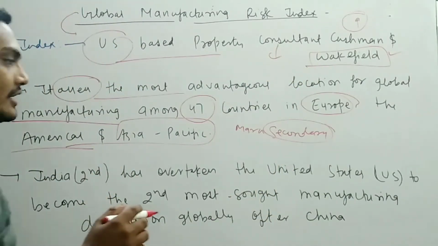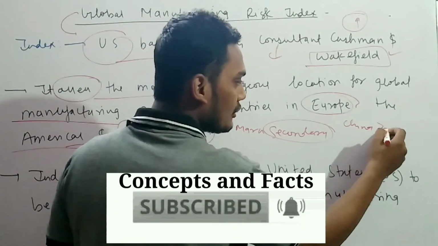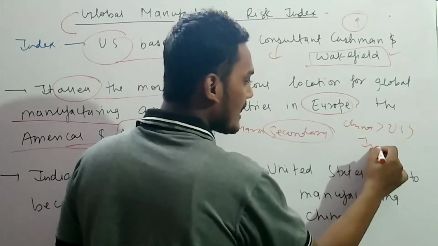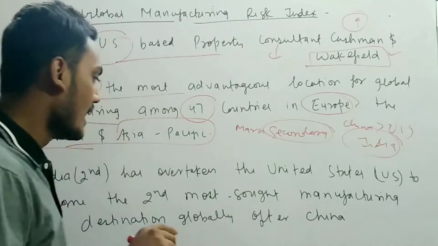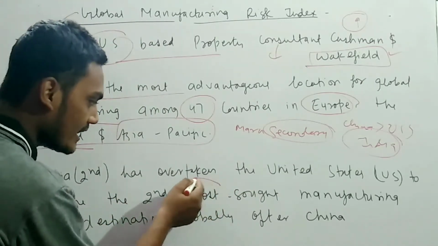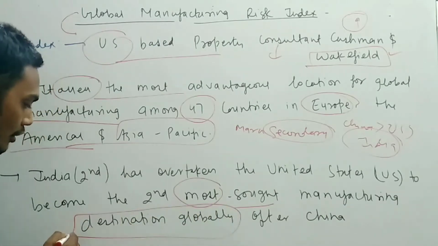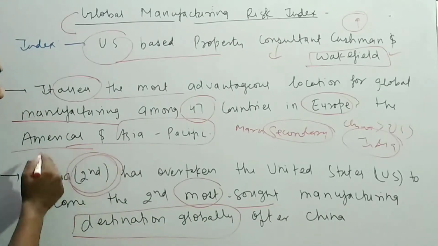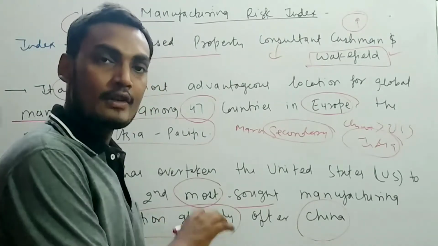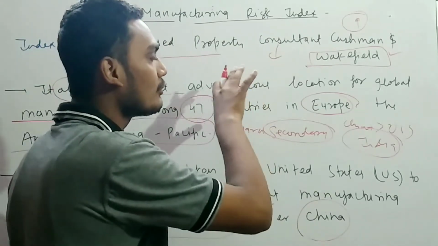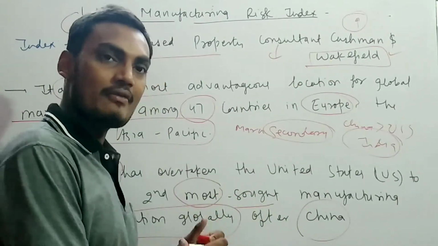Previously, the ranking was China, US and then India, with India at third. But what happened this time? India is found at the second position after China, and is now the second most sought-after manufacturing destination globally. This is the most important point of this report, released by the consultant Cushman and Wakefield.